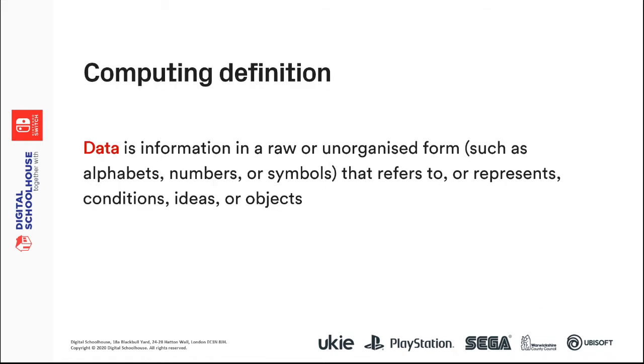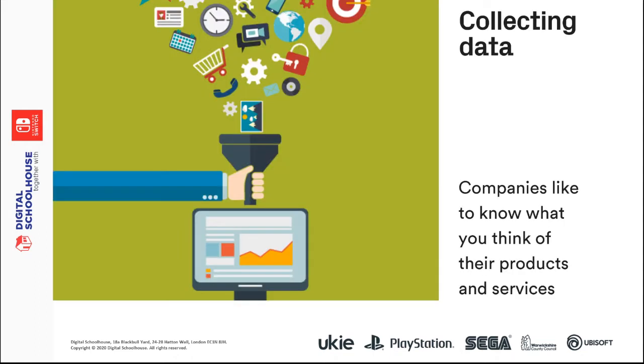So first little computing definition for you is the word data. Data is information in a raw or unorganized form, such as alphabets, numbers or symbols, and that refers to or represents conditions, ideas or objects. So data is just like numbers or words, but it has no meaning. So you look at it, you don't understand what it is. You might be able to guess, but you don't actually know what the meaning is.